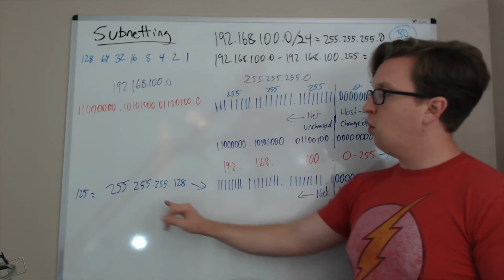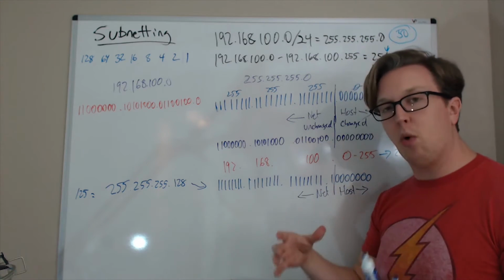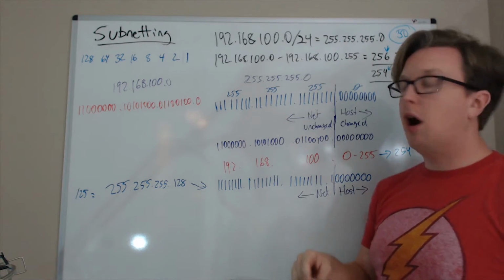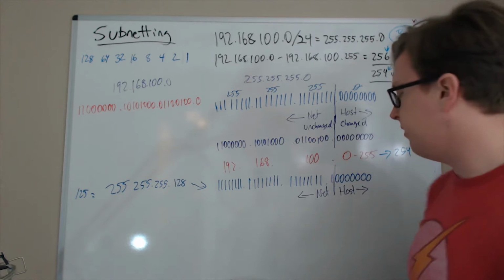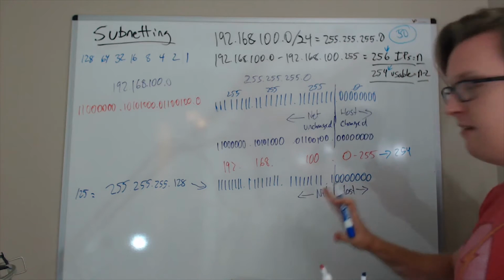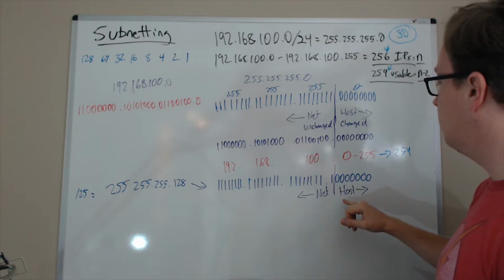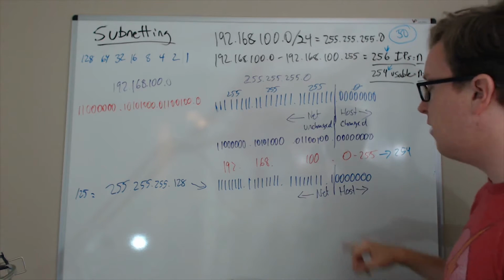So effectively, what did we do here? We cut the entire network in half. Instead of having 256 addresses, we're going to have 129 addresses, I believe it is. Let's figure out how I know that. 129? No, excuse me, 128 addresses.